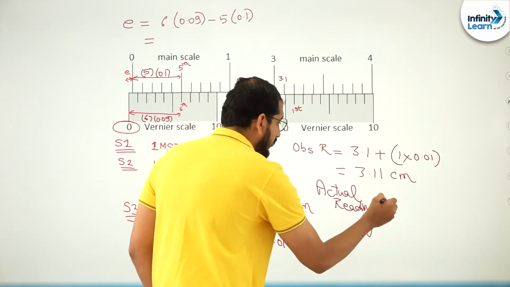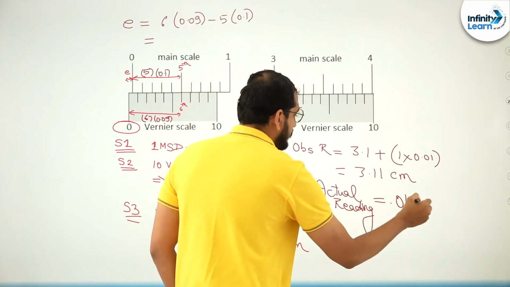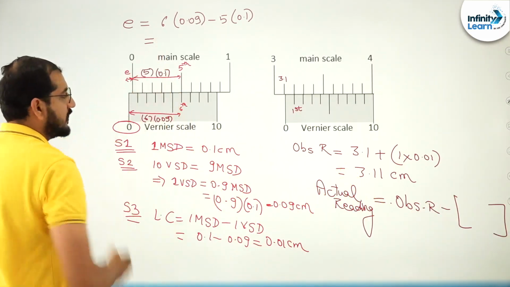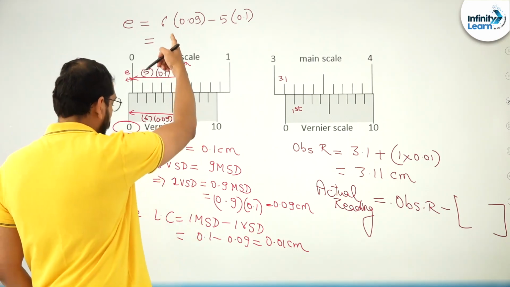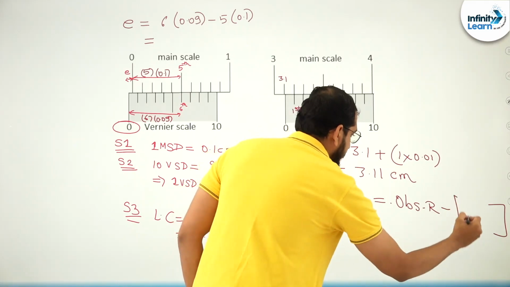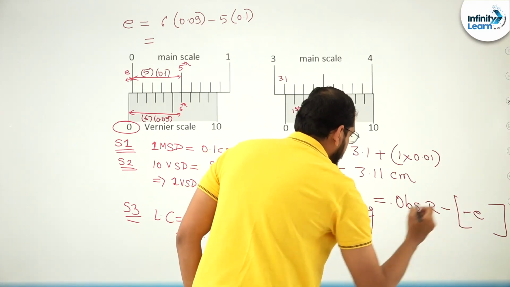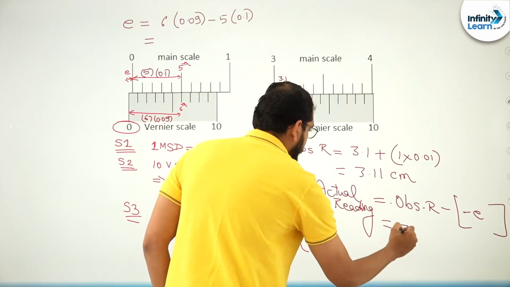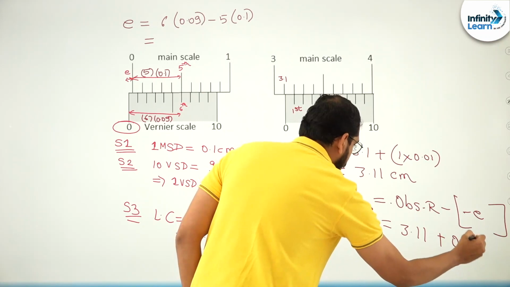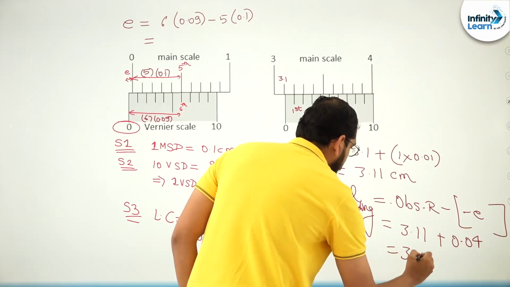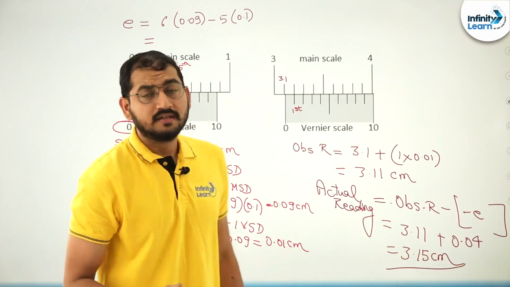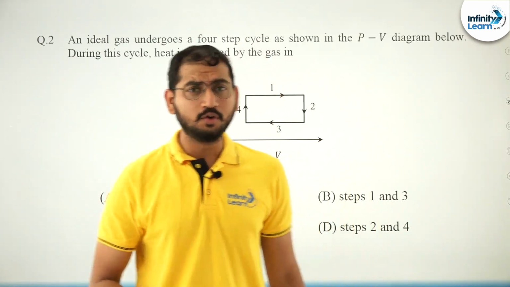So to calculate actual reading, I have to subtract observed reading minus this value. Okay, so this error, we know that it's going to be a zero error. So this value is coming out to be how much? That we will put here, negative of E. Observed reading is 3.11, and if you calculate this value, this will come out to be 0.04. So this will be 3.15 centimeter, and that is going to be the answer to your question. Let's move on to our next question, guys.